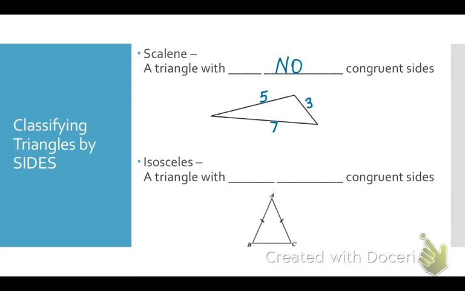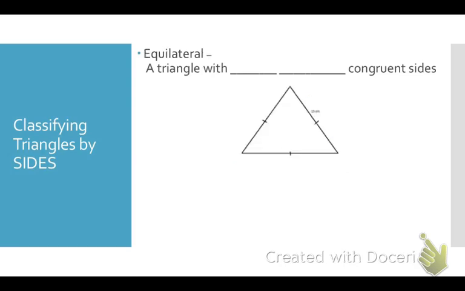Now, an isosceles triangle is a triangle that has at least two congruent sides. So in our example, we can see that we have these two sides congruent, therefore it is an isosceles triangle. And the last classification by side is an equilateral triangle, and that's a triangle where all of the sides are congruent. So a triangle with all three congruent sides. So we've learned how to classify triangles by sides.